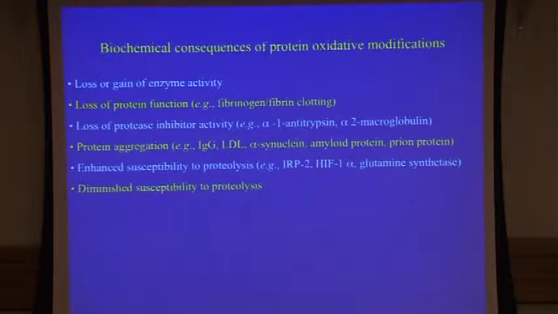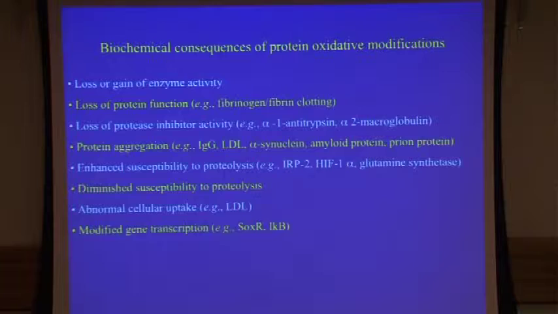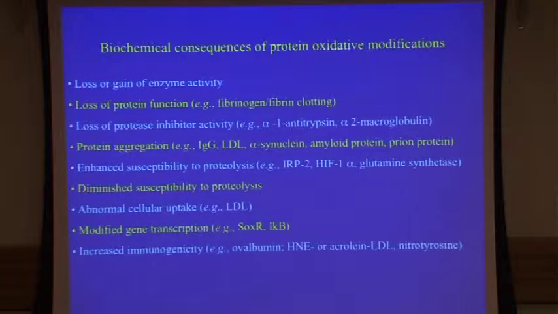So this is the dilemma. If you oxidize a little bit, many times you have enhanced removal of an oxidized protein. But if the oxidation is too strong, you aggregate and then it cannot be removed and becomes a part of an amyloid, for example, which is this.